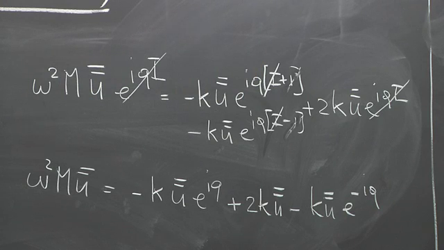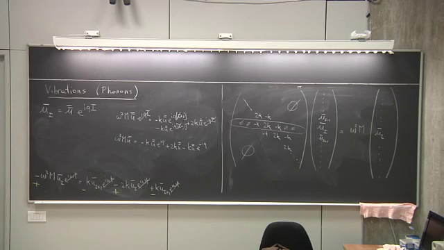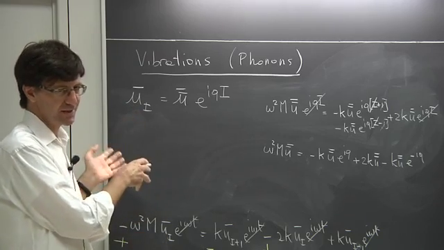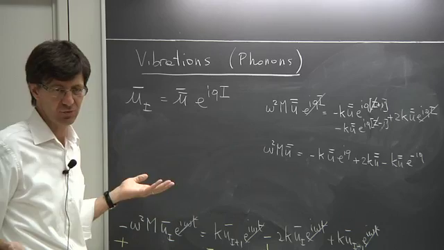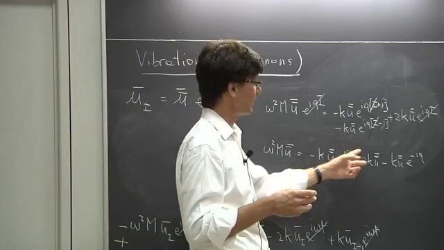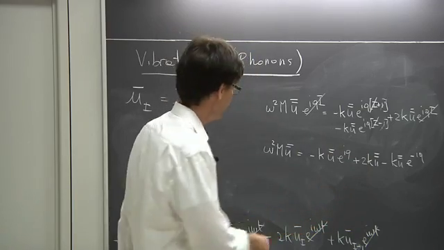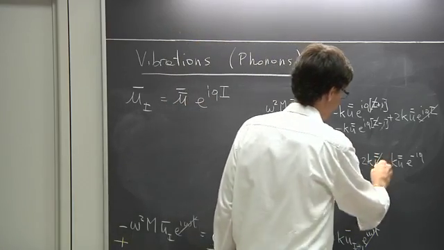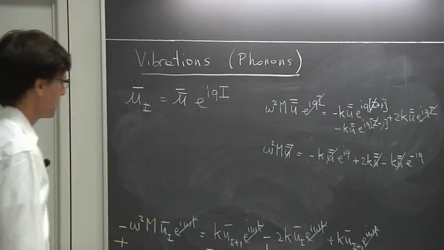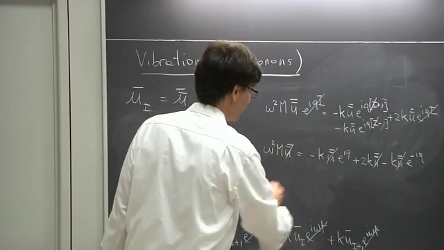Clearly, I'm looking for solutions in which u double bar is not 0. Right? If it's 0, it is a solution, right? If u double bar is 0, all the u_i's will be 0, all the functions u_i of t will be 0, nothing will move. This is a solution, but it's a trivial solution. So I'm now going to assume that u double bar is not 0. If it's not 0, I can remove it.